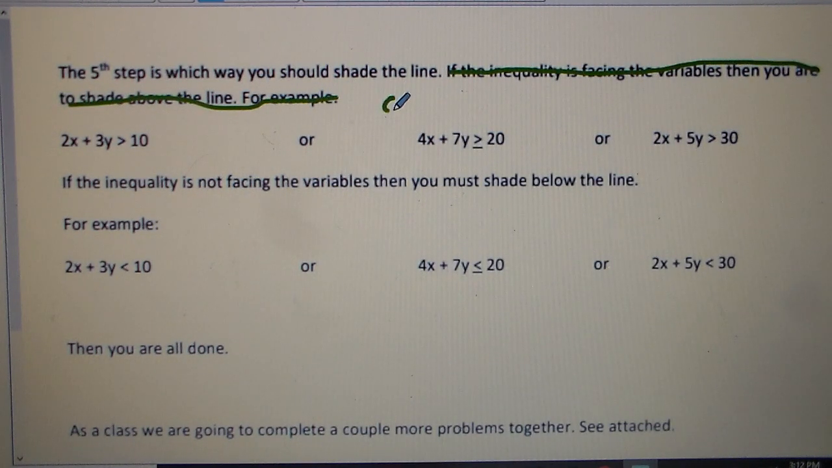This is where you're going to plug in 0 for x and 0 for y, and you crunch it out. If the inequality is not facing the variable, then you must shade below the line. No, that's not correct either. Well, it's not a perfect way. You're going to plug in 0, 0 and you're going to shade into the true side. Once you get that done, you're all done.